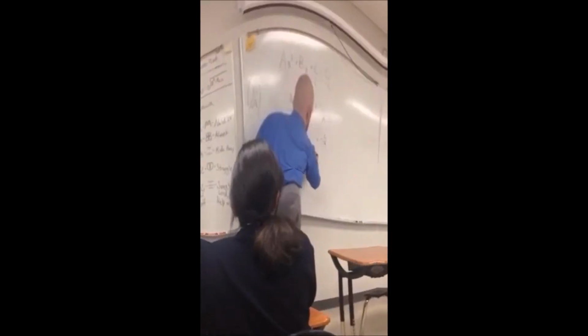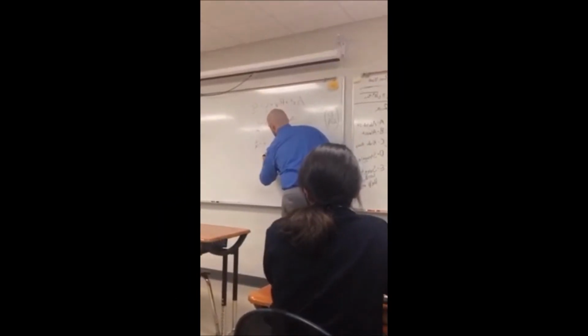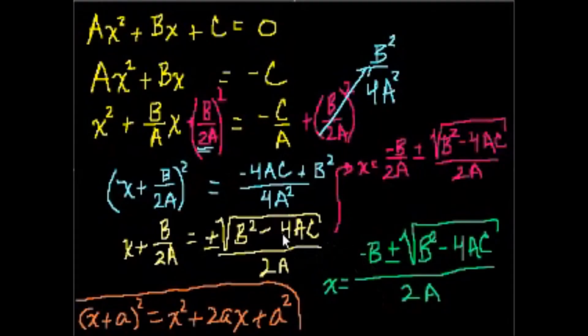And I'll add that term to both sides. b over 2a squared equals negative c over a plus b over 2a squared. And that is the famous quadratic formula. So there we go. We proved it. And we proved it just from completing the square.